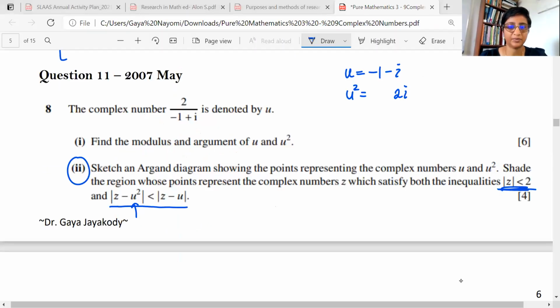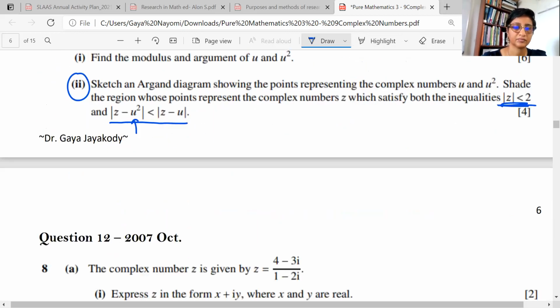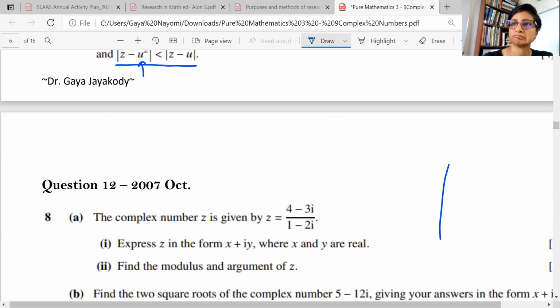I want to pick a hard one. Why is this not going? It's not going. Oh, oops.